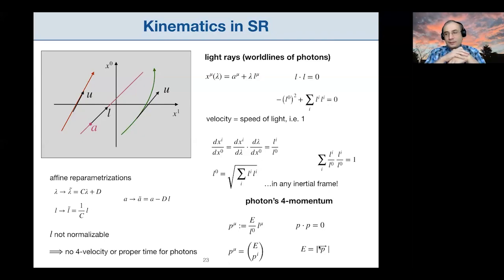This is an old result dating back to Maxwell's equations and electromagnetic waves. Indeed, they carry energy which is related to momentum by E equals P times c. We have c equal to 1, so we don't see it here. Any questions regarding this? Okay, I don't see any.